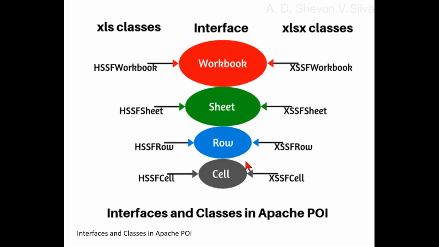Interface Row, high level representation of a row of a spreadsheet. Class HSSFRow, high level representation of a row of a spreadsheet. Only rows that have cells should be added to the sheet.